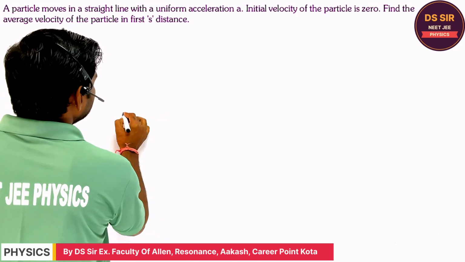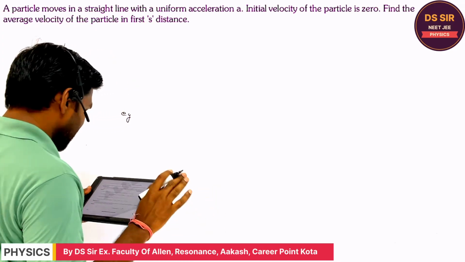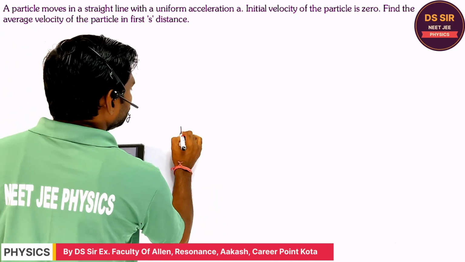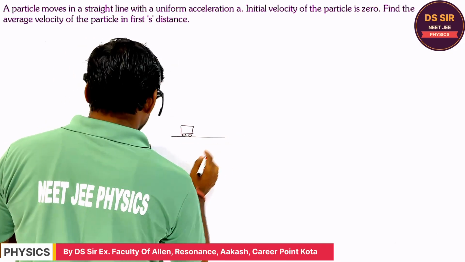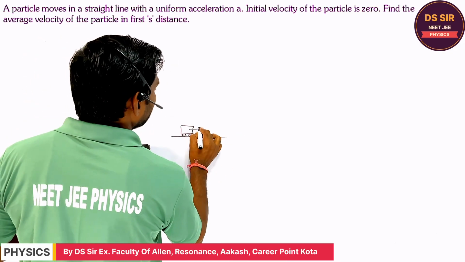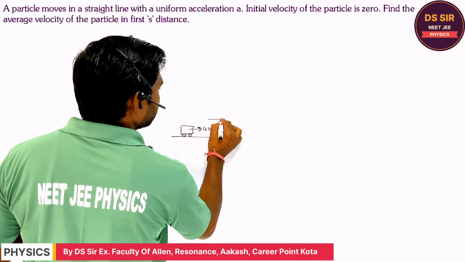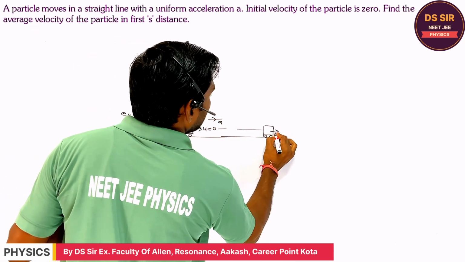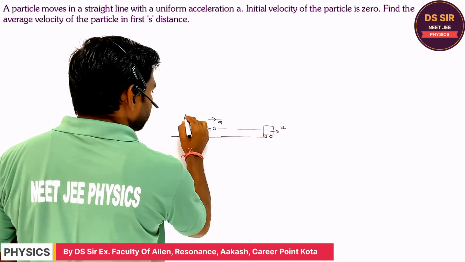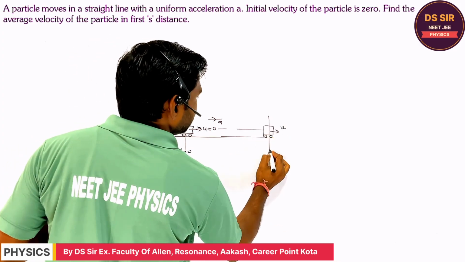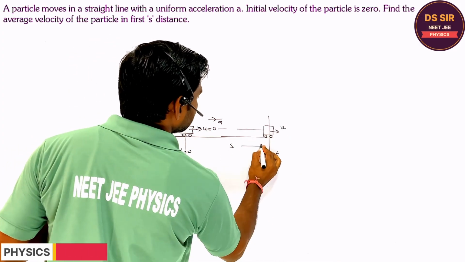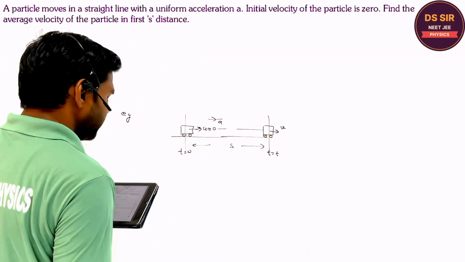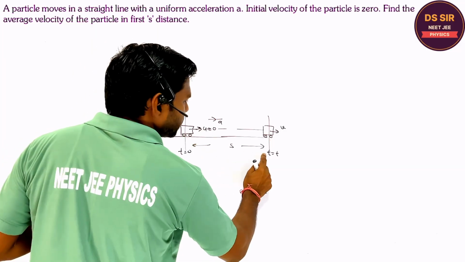So read this question. It is a very good question and has been asked in examinations also. A particle moves in a straight line with uniform acceleration. Suppose this is the car. The initial velocity of the particle is, suppose, 0, and the acceleration is constant. So after time t what will happen, you tell. After time t the velocity becomes, at t is equal to 0 and at t is equal to t. So the distance will be over there, right? Find the average velocity of the particle over the initial distance.